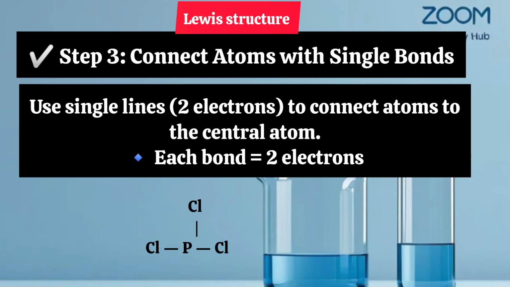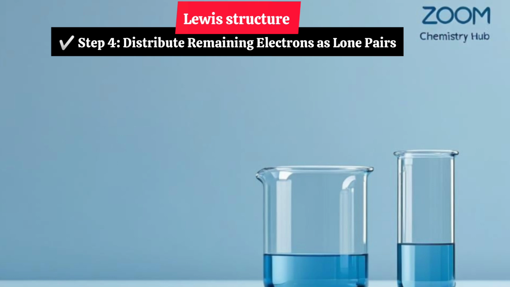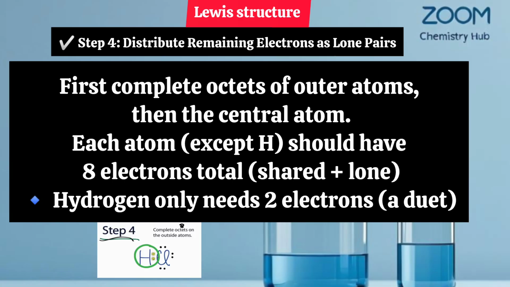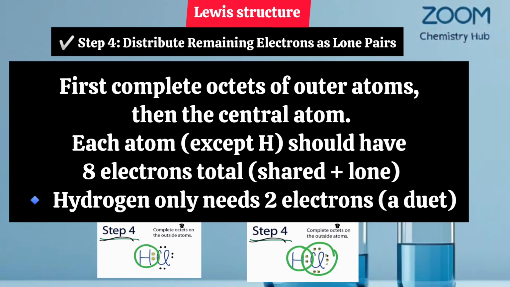And we know that each line contains 2 electrons. In the fourth step, we distribute the remaining electrons as lone pairs, first on the outer atoms, then on the central or inner atom. So first we complete the octet of the outer atoms, then the central atom. Each atom except hydrogen should have 8 electrons, that is the shared and lone pairs. And hydrogen only needs 2 electrons as a duet.